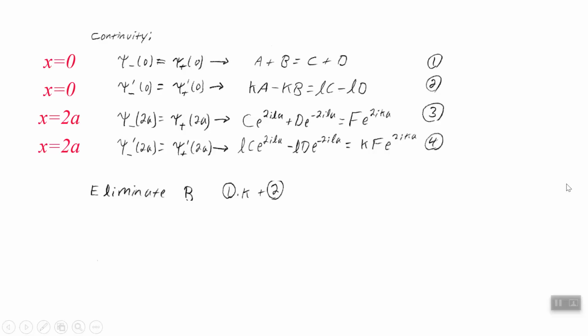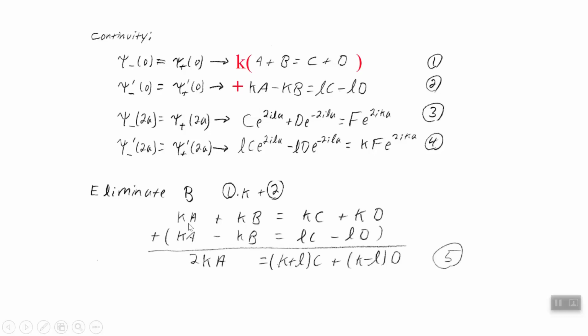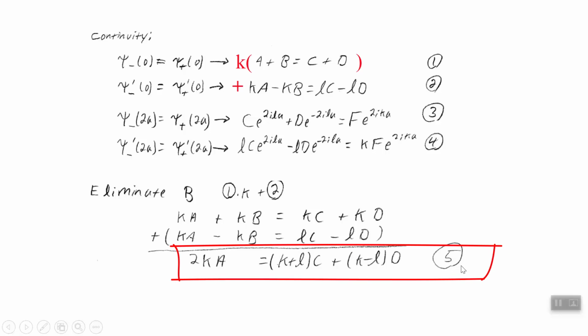Now we begin some algebraic manipulation, and there are a lot of ways of doing this, and sometimes you'll see this done with matrix methods, but since it's only 4 equations and 4 unknowns, and our goal is to just get the ratio of F over A, I'm just going to do substitutions until I get it. The quickest way to eliminate B is to take equation 1, multiply it through by k, then add it to equation 2. And when you do that, you get that, and we'll call that equation 5.